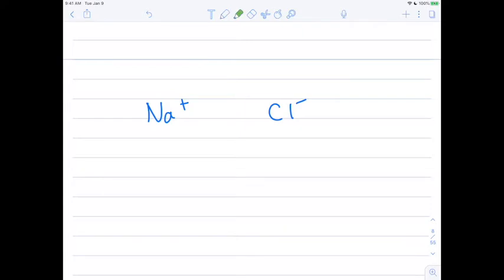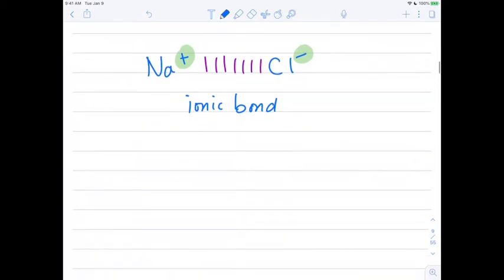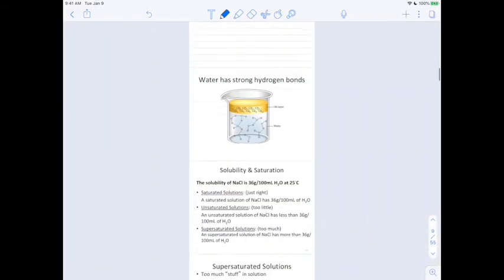Right. So now maybe you're thinking these two have full charges, so they should be more attracted to each other than they are to the water, right? Yes, here we have the ionic bond, and it is true they are more attracted to each other than they are to the water. But what ends up happening, and actually let me flash forward.